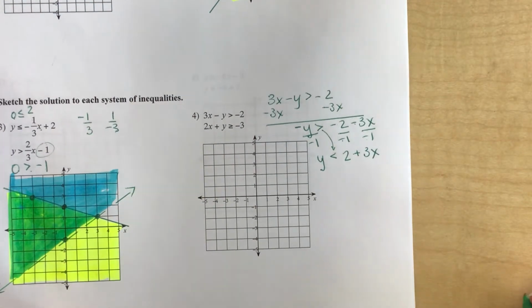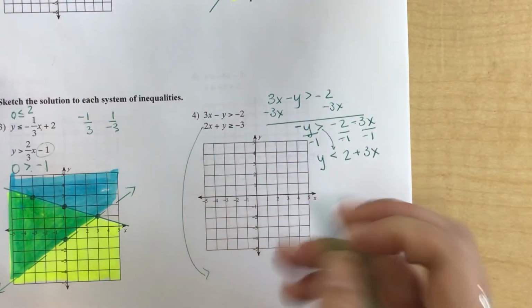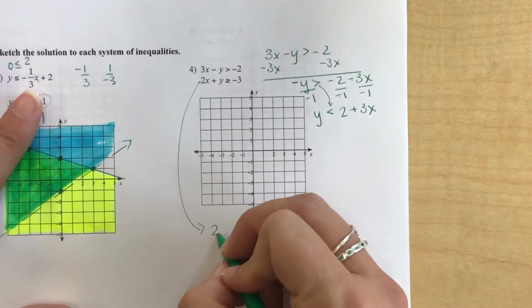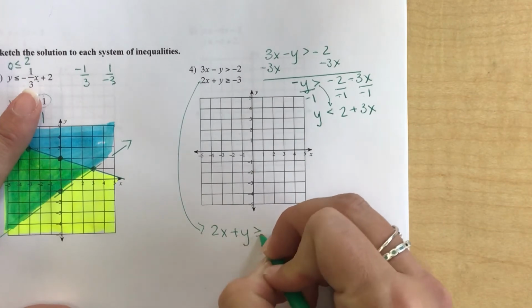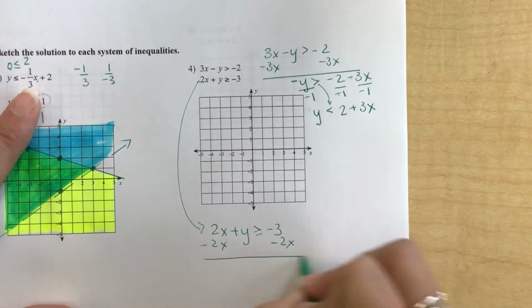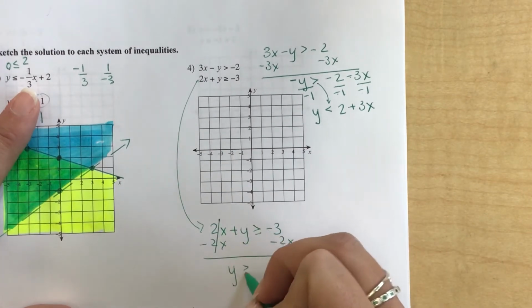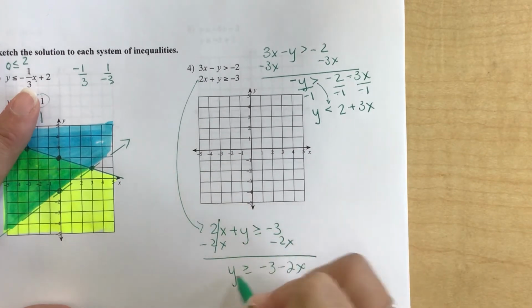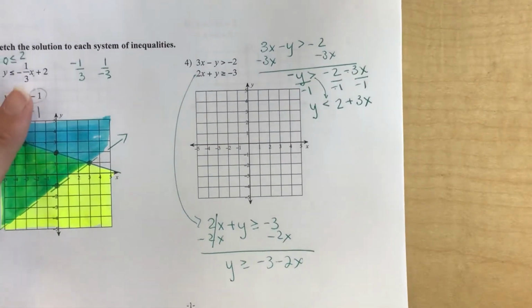All right, for the second one, we'll go ahead and bring it down here. So we have 2x plus y is greater than or equal to -3. Subtract the x and whatever number's with it. Now y is already all by itself, so I don't have to divide anything, okay?